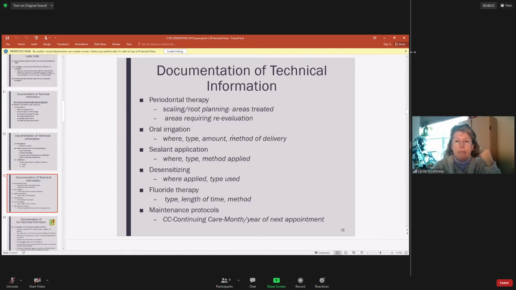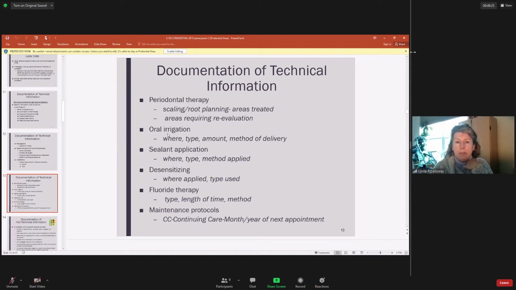You guys can read through this again. Oral irrigation: where, the type of solution used is what they're talking about here, the amount, and the method of delivery. There's an oral irrigation that can hook to a unit and be consistent delivery, so it would have a brand name of that type of delivery, or it could be a little syringe irrigant. So you can see there's a consistent theme.